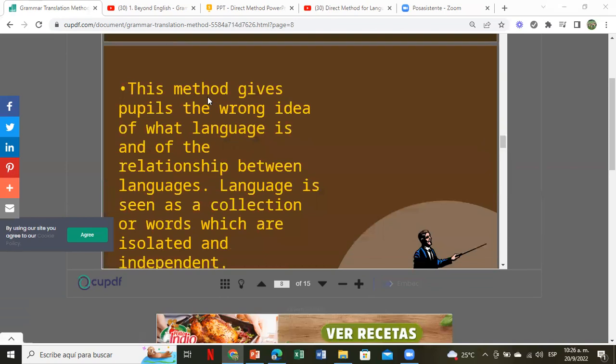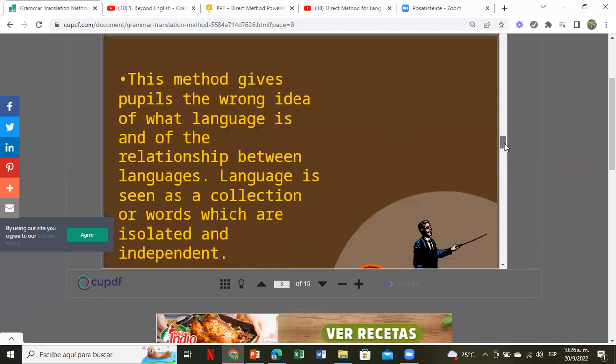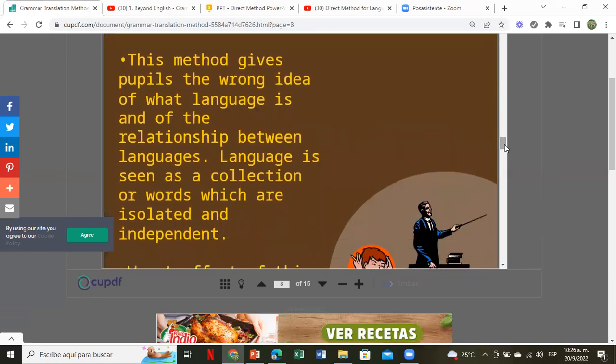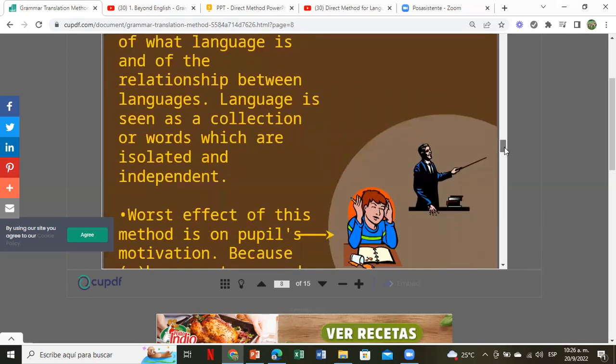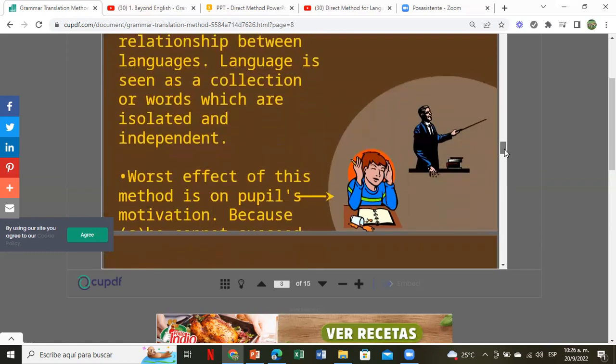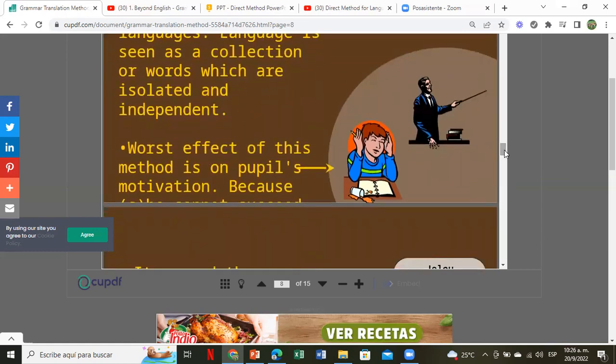Disadvantage. Aquí me voy a hacer pausa. Hay desventajas en cada método. There is a disadvantage because no one is perfect, no one is the best of the best. This method gives pupils the wrong idea of what language is, of the relation between language. Language is seen as a collection of words which are isolated and independent. Worst effect of this method is on pupils.